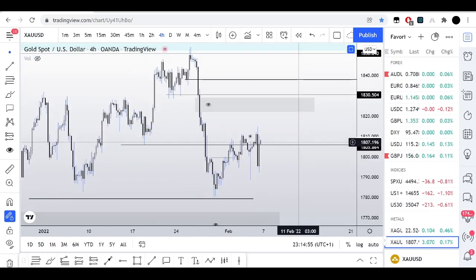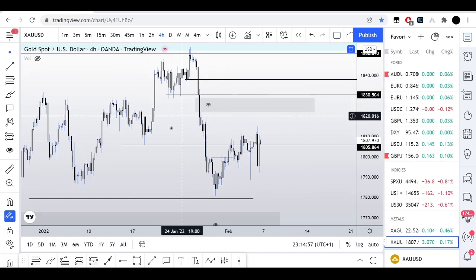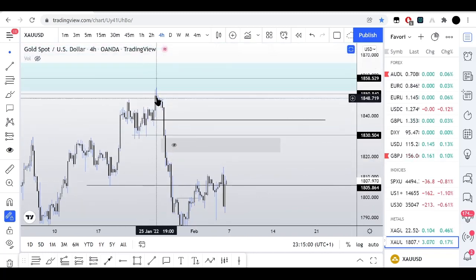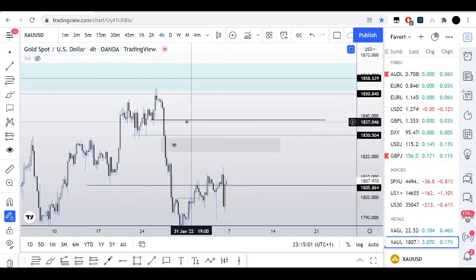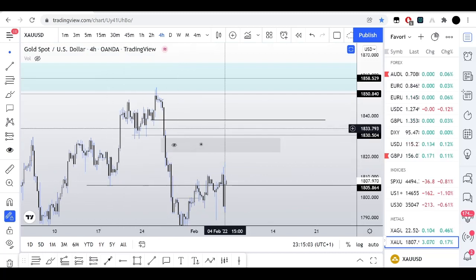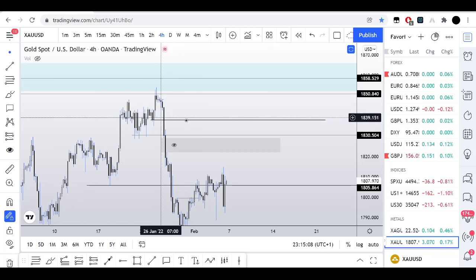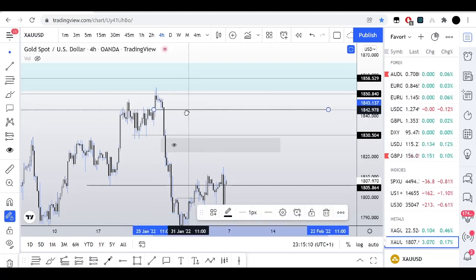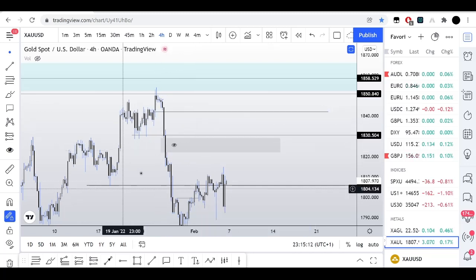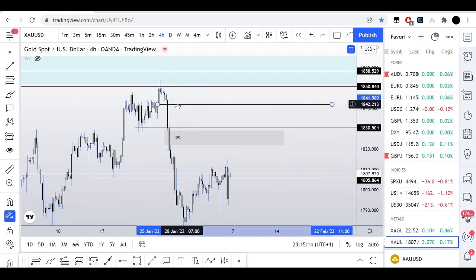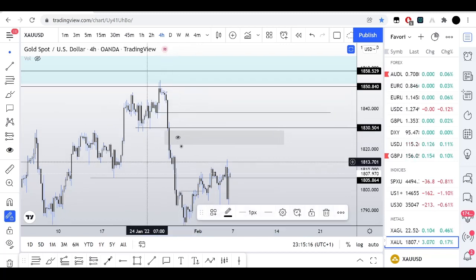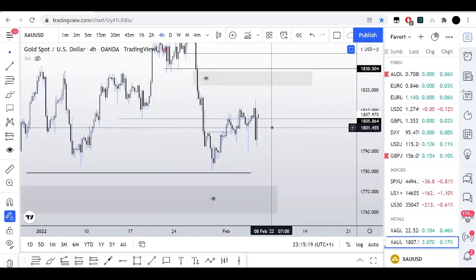Fair value gap right here with gold. Also, this 2 consecutive up candles right here with the fair value gap could come into here. First on the menu is here, second on the menu is here. If it goes just a little bit higher, I'll just refine it to the open of this order block right here. Right, so we'll see what happens once we get into this area to possibly sell off.